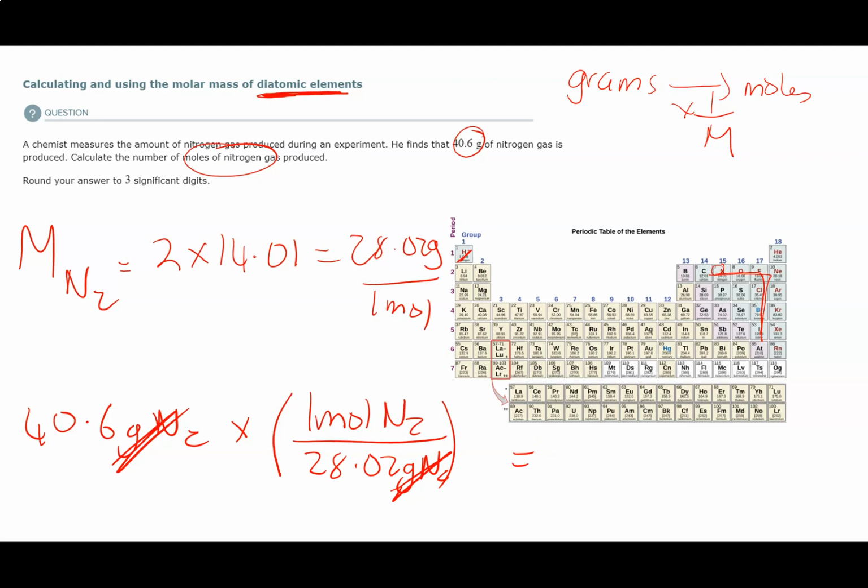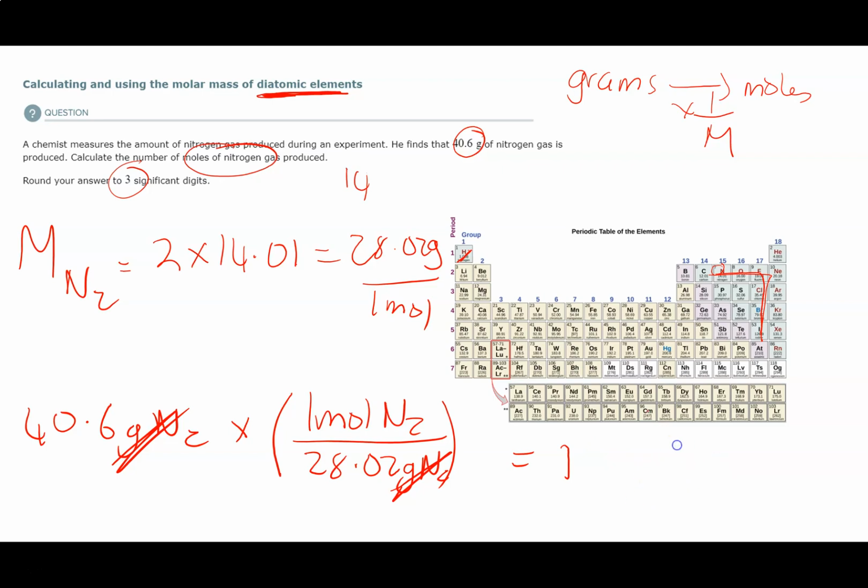The answer is 40.6 divide 28.02. Boom. We're going to do 3 sig figs. Whoa, that's wrong, isn't it? Oh, I see. I accidentally didn't hit the decimal point. 40.6 divide 28.02. There we go. That's better. So it is 1.44.